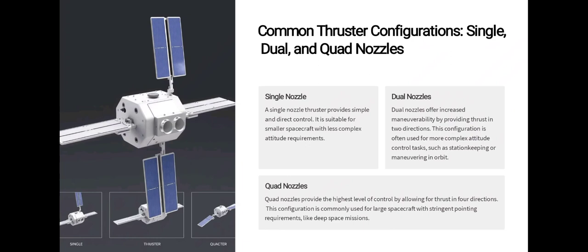Dual nozzles. Dual nozzles offer increased maneuverability by providing thrust in two directions. This configuration is often used for more complex attitude control tasks such as station keeping or maneuvering in orbit. Quad nozzles. Quad nozzles provide a higher level of control by allowing thrust in four directions. This configuration is commonly used for large spacecraft with stringent pointing requirements, like deep space missions.